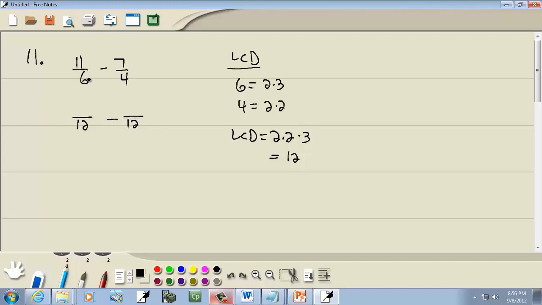Now in our first fraction, we multiplied it by 2 to get the new denominators. We have to multiply the top part by 2. Whatever you multiply by the bottom, you have to multiply by the top. In our second fraction, we multiplied it by 3 to get our new denominator, so we have to multiply the top part by 3. Well, 11 times 2 is 22, minus 7 times 3 is 21, and since they have the same denominator now, we can add or subtract the top parts. 22 minus 21 is 1. And our last step would be to reduce this fraction and simplify it, but that doesn't simplify any. So 1/12 is our answer.